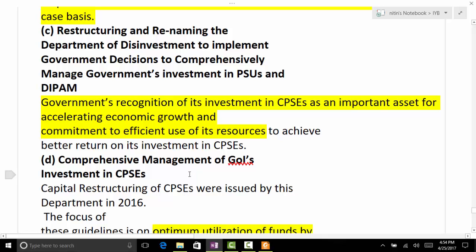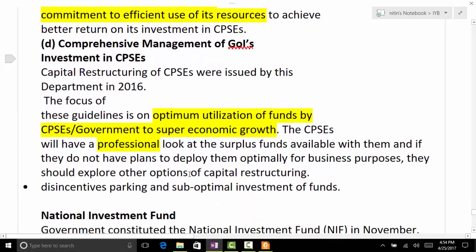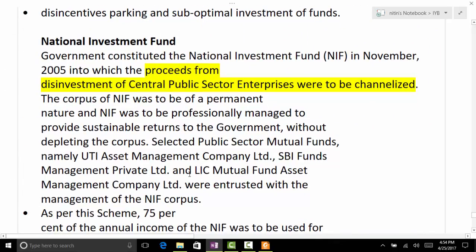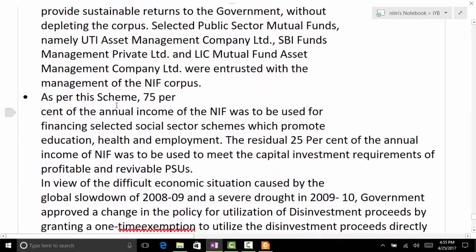Restructuring the name, you can say now instead of Department of Disinvestment we have DIPAM. Then there is the National Investment Fund. It says that the funds from this investment were to be channelized into the National Investment Fund. As per the scheme, 75% of the annual income of NIF was to be used for financing selected social sector schemes which promote education, health, employment. The residual 25% is to meet the capital investment requirement of profitable and revival PSUs.